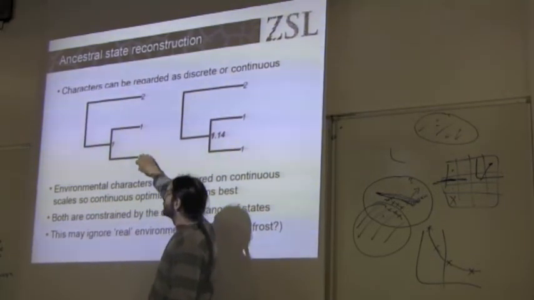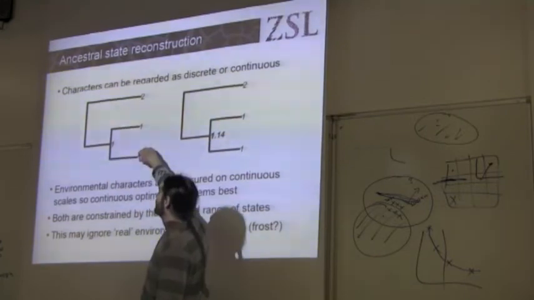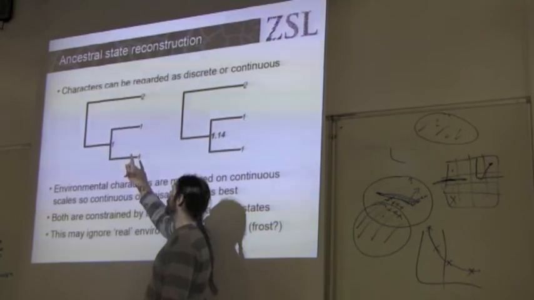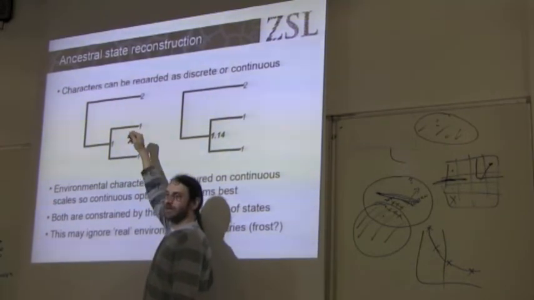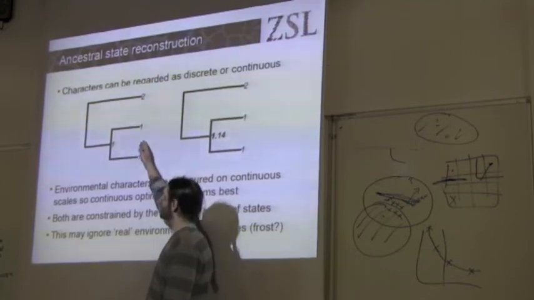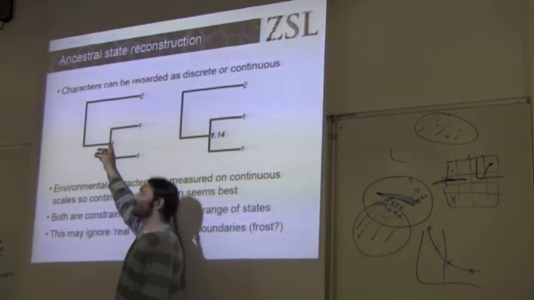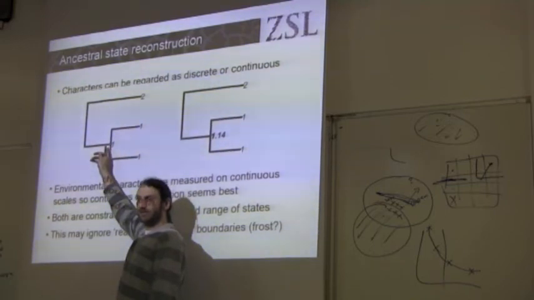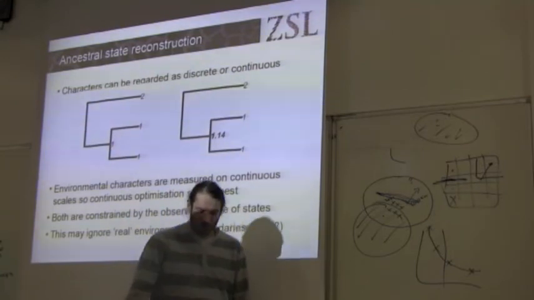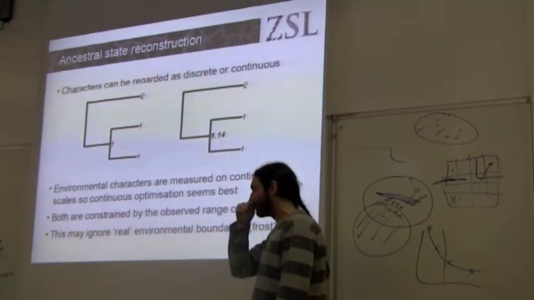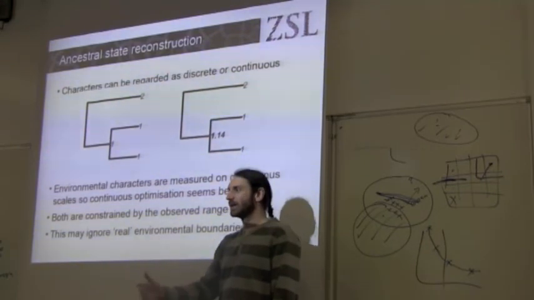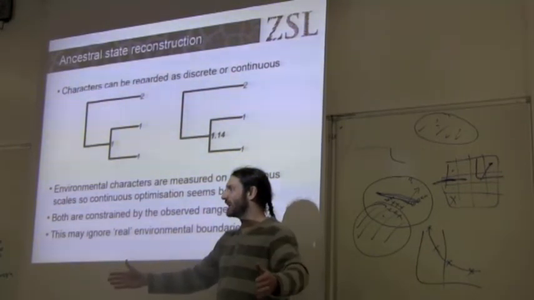Okay, so traditional character state reconstruction only uses discrete characteristics. So it's a 1, it's a 2, okay? It's an arm, it's a wing, it's an A, it's a T. And then our reconstruction has to be one of those states. But when we're talking about environmental preferences, we're not looking at discrete states. We're looking at continuous values.